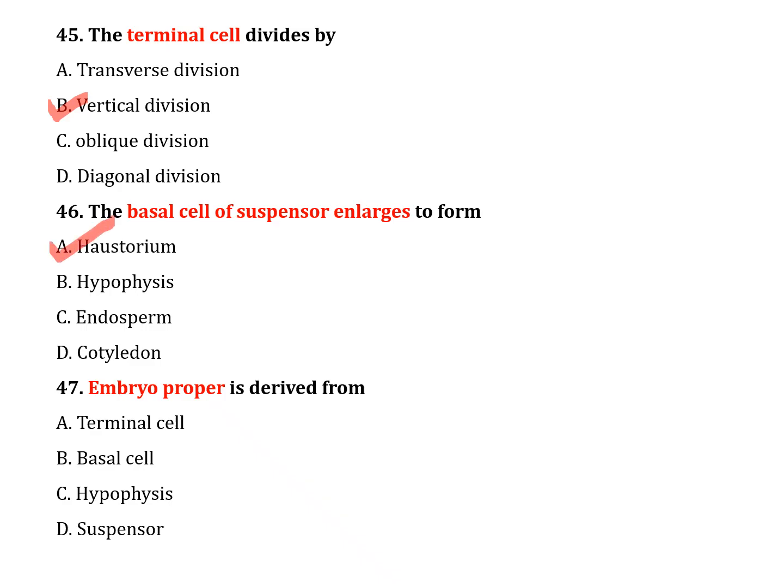The next question, number 47. Embryo proper is derived from: option A, terminal cell. Option B, basal cell. Option C, hypophysis. Option D, suspensor. Correct answer is option A, terminal cell.